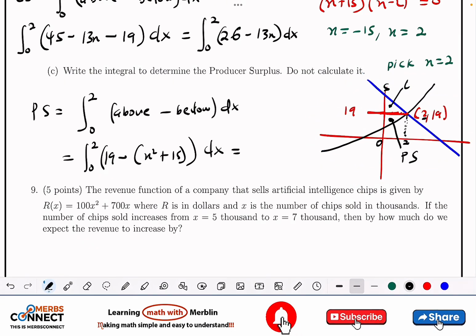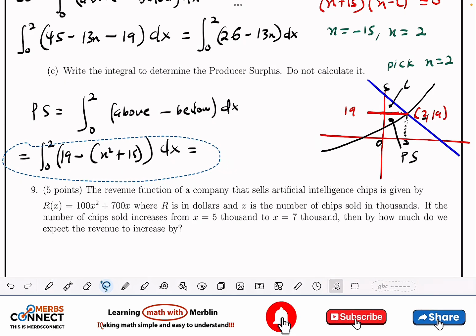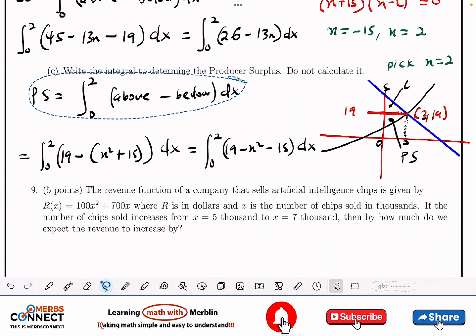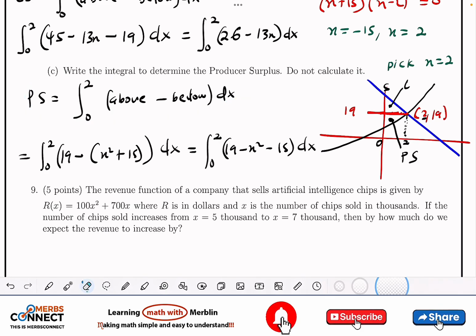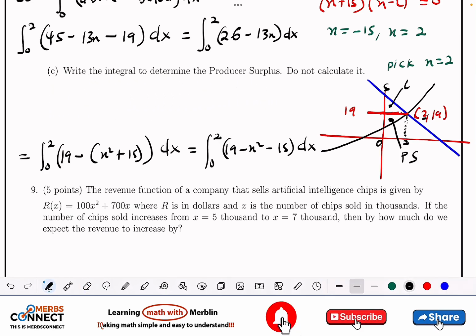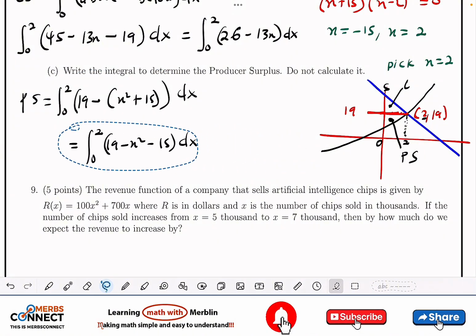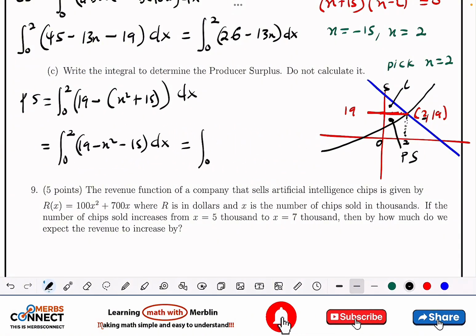We can have this one to be the same as, let me shift this one small here. This is 0 to 2, 19 minus x squared minus 15, dx. If I want to clean the above and below and simplify, we are going to have something like this. PS is equal to the integral from 0 to 2 of 4 minus x squared dx. So this is going to be the producer surplus.